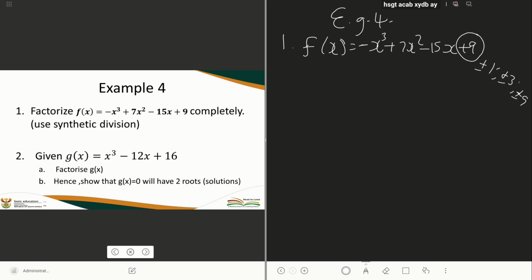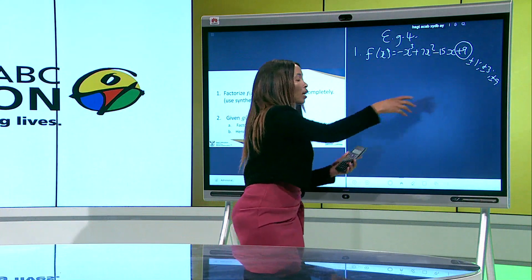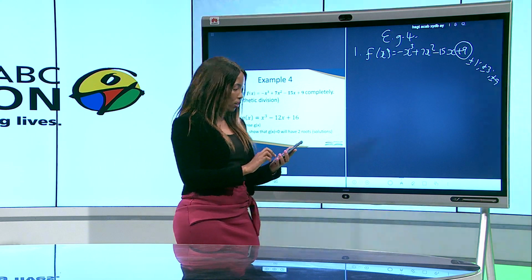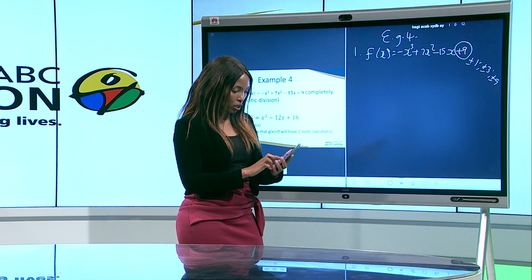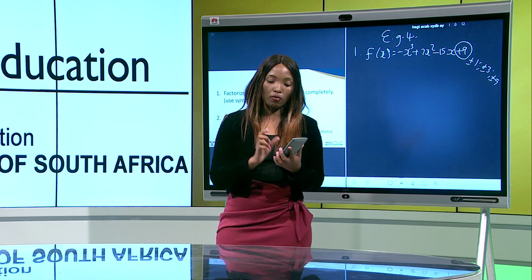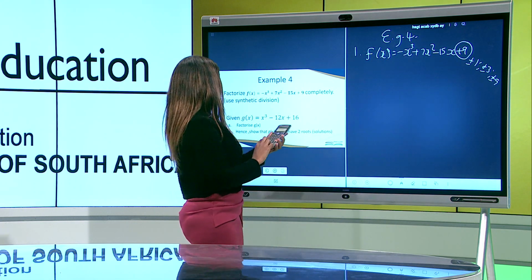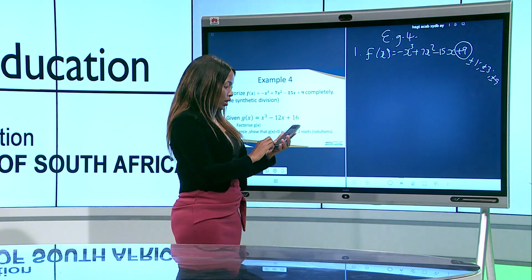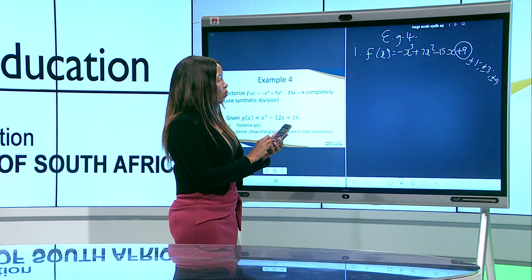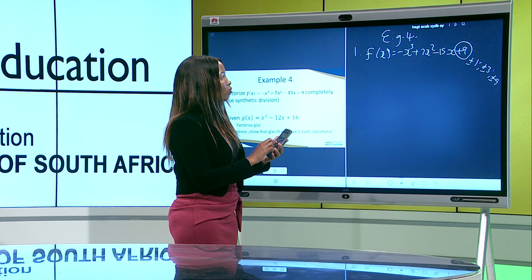You use your trial and error method. Even if you don't write all your workings there, you just need to find the remainder of 0. When you get the remainder of 0, it means that particular value will serve as your factor. So now let's substitute. Let's start with positive 1.